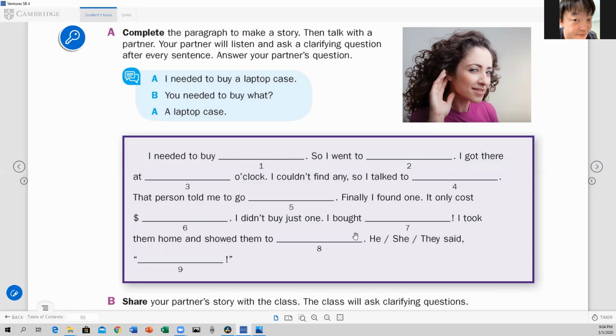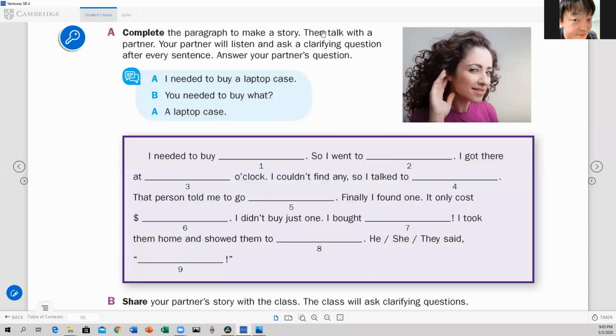So this is what the exercise is asking you to do. First, you will complete the story. And then after you complete these empty spaces with your own information, something from your imagination or something that is true, it doesn't matter, for each sentence that you have this piece of information in this empty space, you will make a clarifying question. For example, just follow, okay?